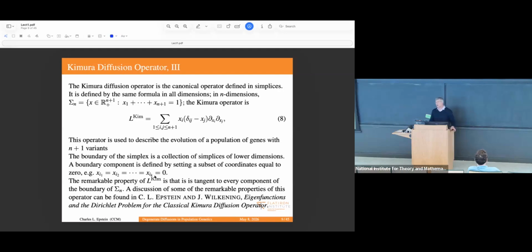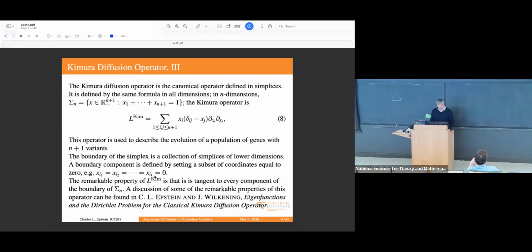The amazing thing about this operator is that it is tangent to every component of the boundary, of every dimension. What I mean by that is, if I take a function on some component of the boundary, so in the two-dimensional case, I just have a triangle, and if I take a function here, I extend it to the simplex in any way that I like, I let the Kimura operator in 2 dimensions act on it, and then I restrict it back to the boundary component. It didn't matter how I extended it. So in this sense, the operator is tangent to every component of the boundary. So it is a truly remarkable kind of canonical object.